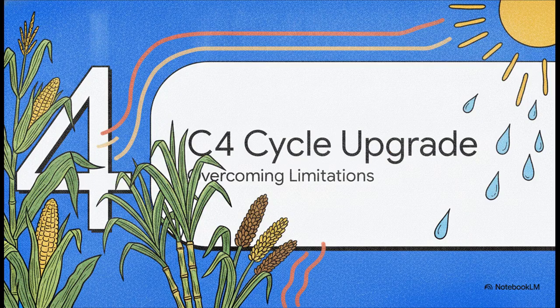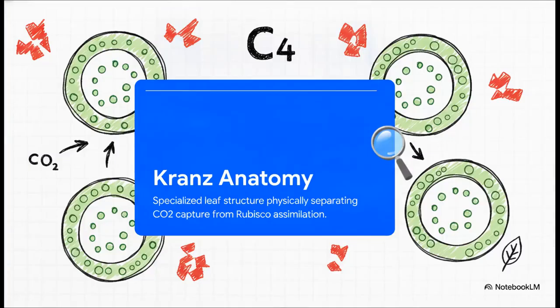Part 4. The C4 cycle upgrade. Overcoming limitations. So what exactly happens when plants live in super hot environments where this wasteful photorespiration would be downright fatal? Well, they evolve. Let's introduce the C4 carbon cycle. This is a brilliant metabolic upgrade used by plants like corn, sorghum, and sugarcane. It completely overcomes the limitations of the C3 cycle, especially in hot, dry climates.